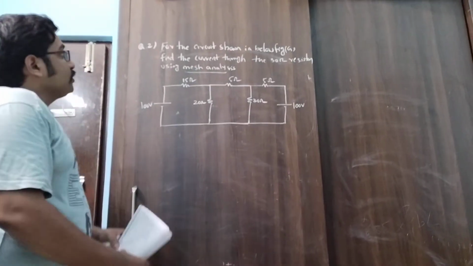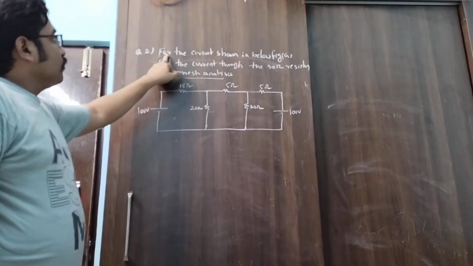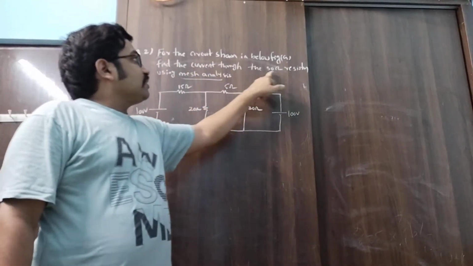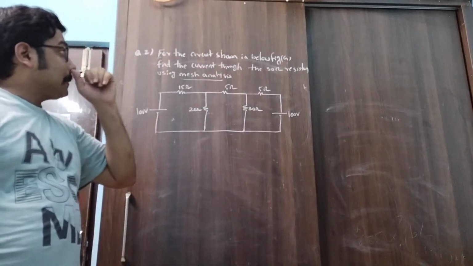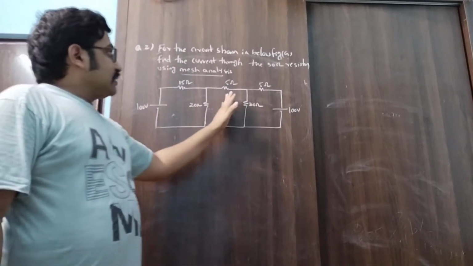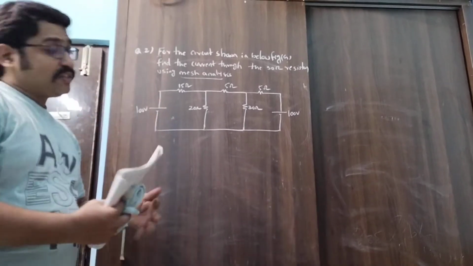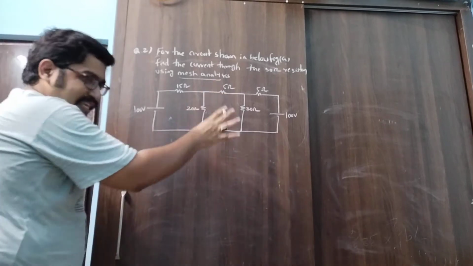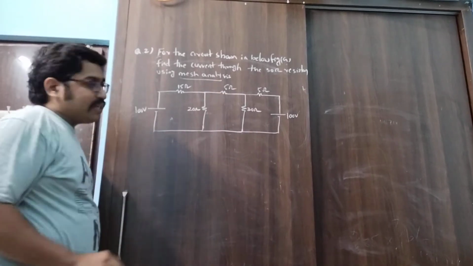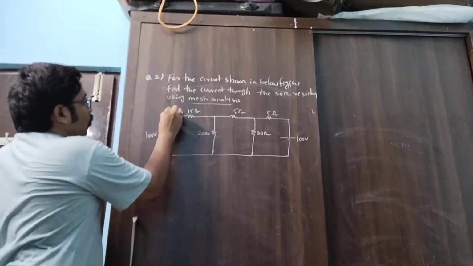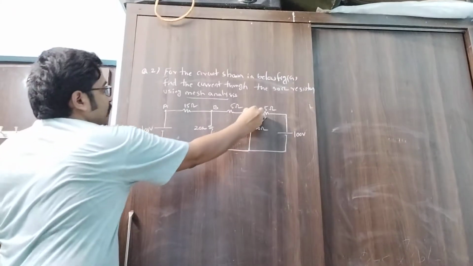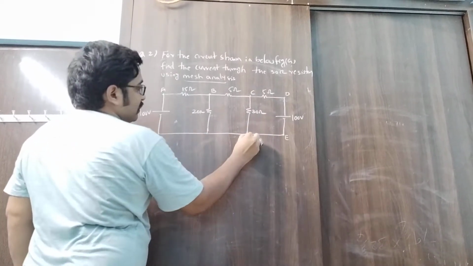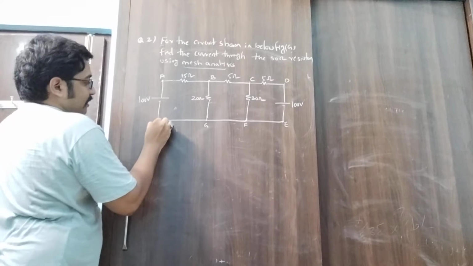Overview. So this question you see here, question number 2. For the circuit shown in below figure A, find the current through the 30 ohm resistor using the mesh analysis. This is the circuit given in the examination paper. First of all, whatever circuit is given, the same circuit we should note down in the booklet. First mark the nodes A, B, C, D, E, F, G, H.